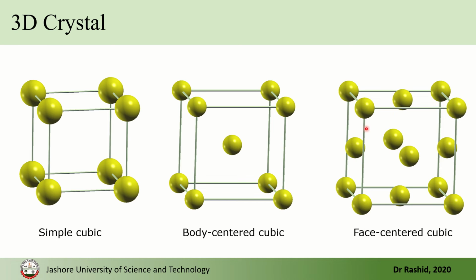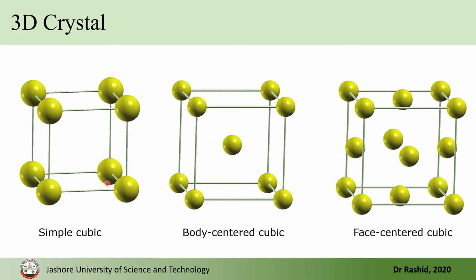The structure can also be like this. This we call face-centered cube, because on every face, at the center of every face, there is an atom. So this is the same as the simple cubic, except that there are atoms at the center of each face. In the cube, there are six faces, so you shall find six atoms: 1, 2, 3, 4, 5, 6.